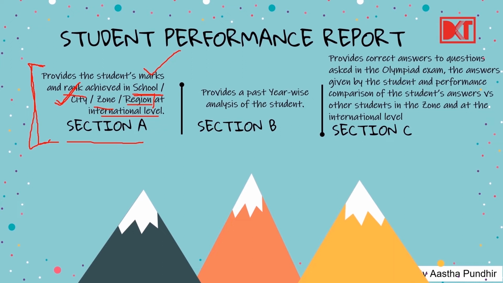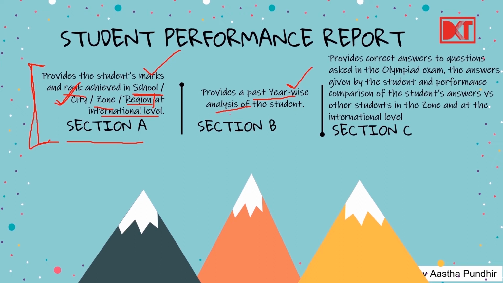Now section B. Now the section B is interesting. This will be providing a past year-wise analysis of the student. Now in whichever class you are, और उस class की previous classes में भी अगर आपने Olympiads दिए हैं and you have registered with IEO, तो अगर IEO के पास आपके records हैं तो they will be providing a year-wise analysis, your year-wise analysis in IEO.